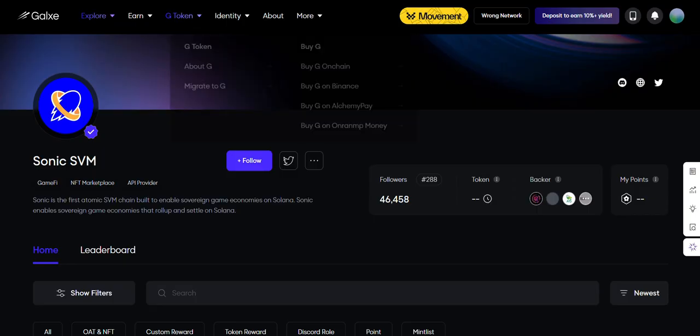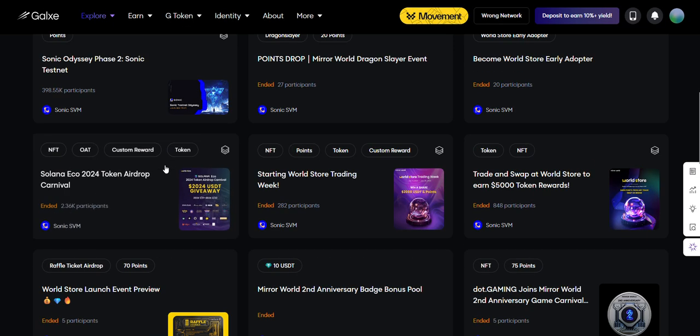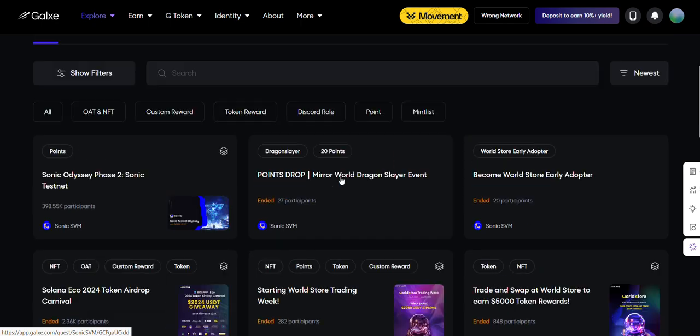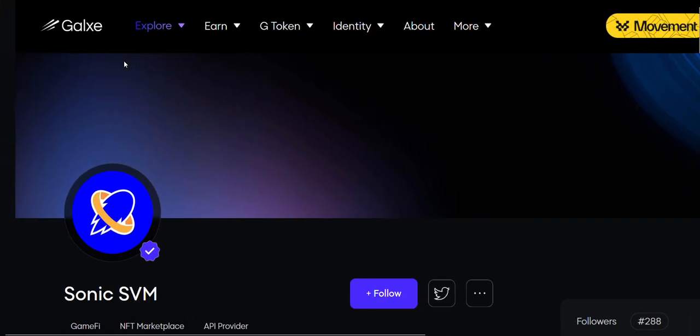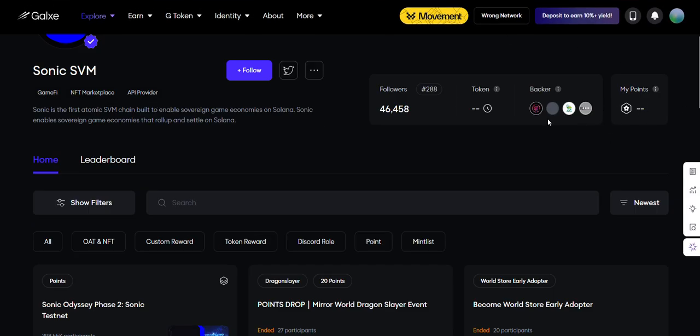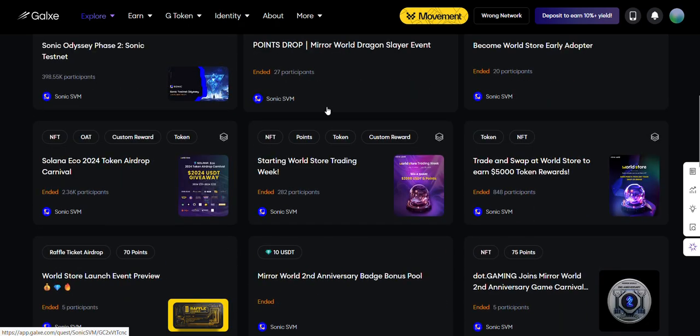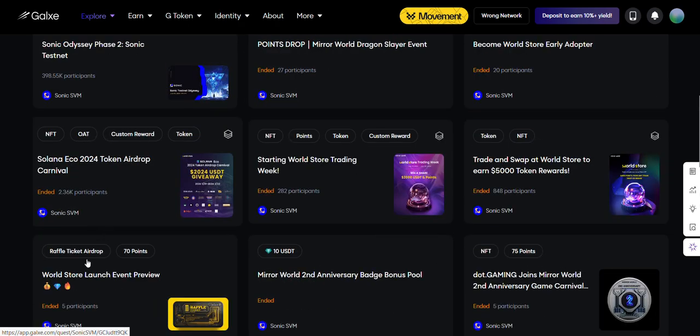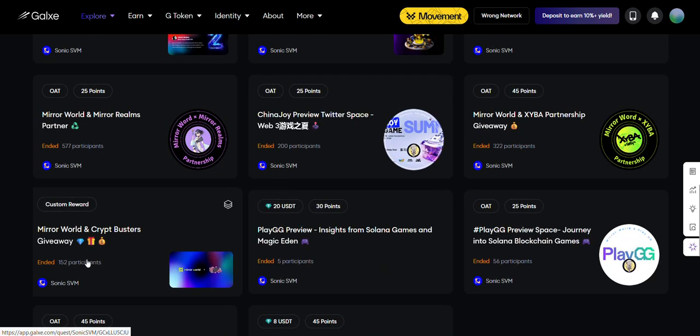Another thing you can do is joining their official Galaxy quests. The more points you have, the more allocation of their tokens you will get. So I hope that would be all clear to you.